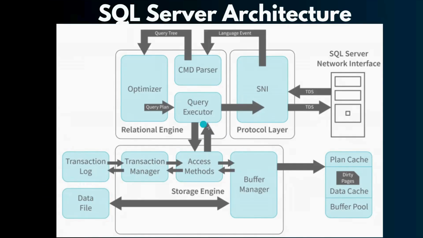So overall, we can see it receives the input from the protocol layer via SNI and TDS and sends results back through the same layer. Its primary goal is to transform high-level SQL queries into low-level operations that the storage engine can execute while minimizing resource usage like CPU, memory, and I/O. The main components of the relational engine are the command parser, optimizer, and query executor. Let's see what these components do.